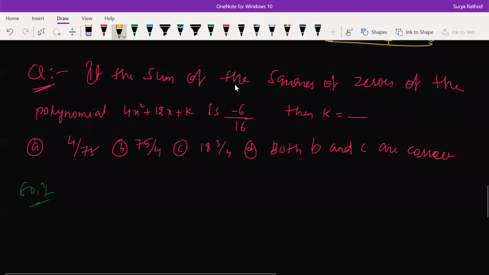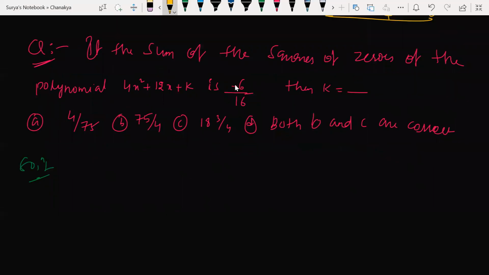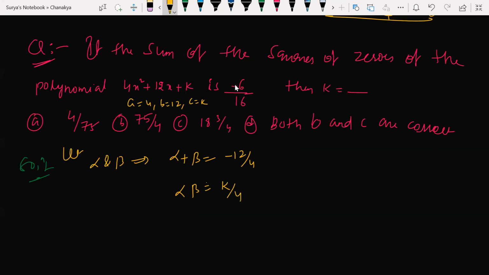If the sum of the squares of the zeros of the polynomial is given, now look at this. Take alpha and beta as the zeros. What is the sum of these roots? -12/4, correct? Minus b by a. The a value is 4, b value is 12, c value is k. So alpha plus beta is the sum of the roots, minus b by a, and alpha beta is c by a, so k by 4, correct?